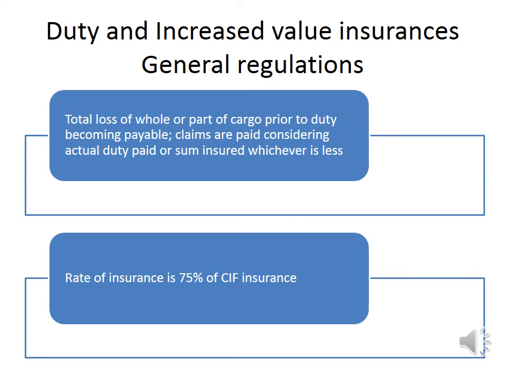You see, for total loss of whole or part of cargo prior to duty becoming payable, claims are paid considering actual duty paid or sum insured, whichever is less. Now, there are a lot of rules and regulations. For example, I am importing a liquid bulk and there is a shortage of, say, 1%. So, considering 0.5% excess, there is a claim of 0.5%.